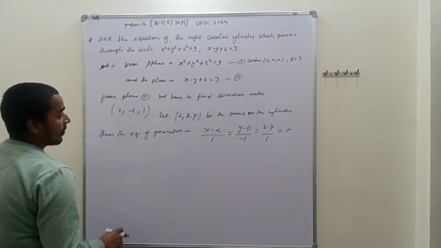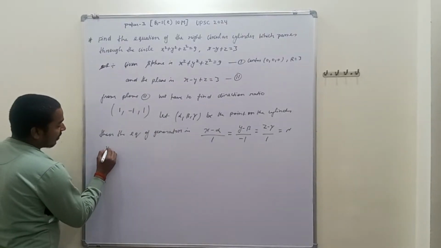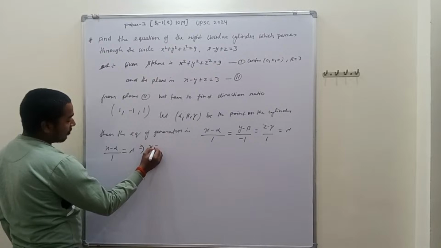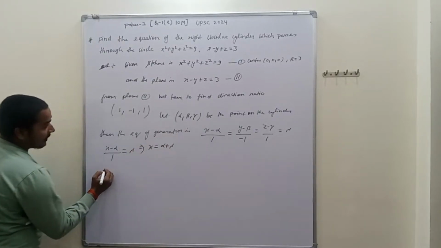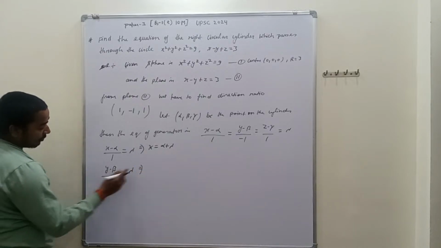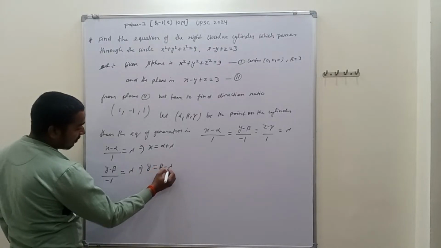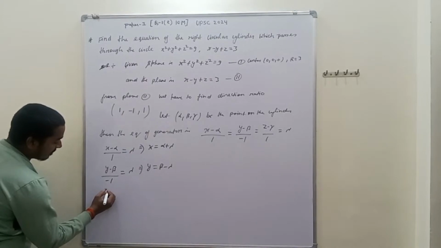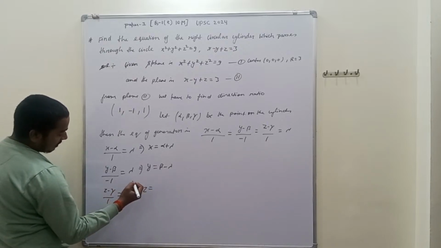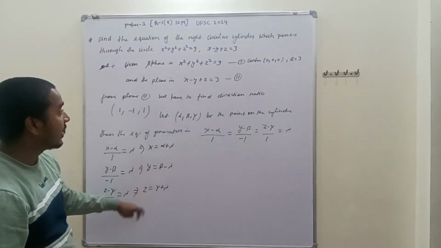Here l, m and n are the direction ratios we have to find from the given plane 2. Further we have to find the value of x, y, z from the equation of generator. x minus alpha upon 1 is equal to lambda, so x is equal to alpha plus lambda. y minus beta upon minus 1 is equal to lambda, so y is equal to beta minus lambda. z minus gamma upon 1 is equal to lambda, so z is equal to gamma plus lambda.